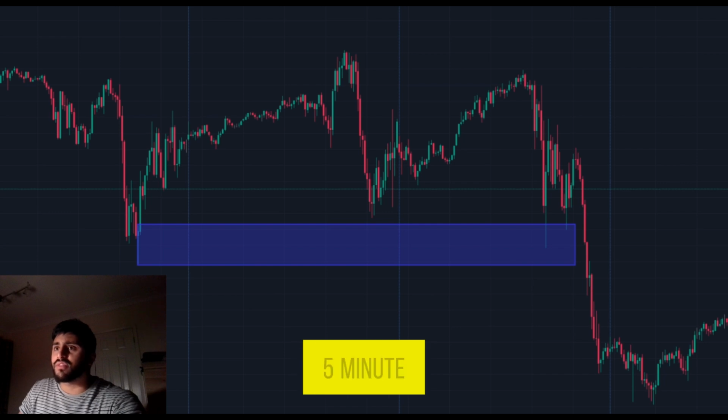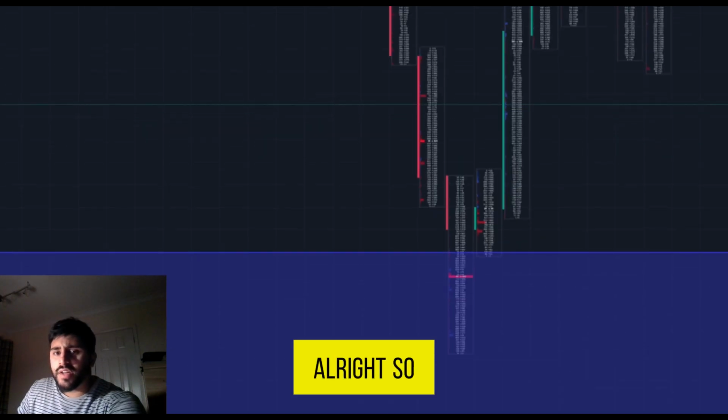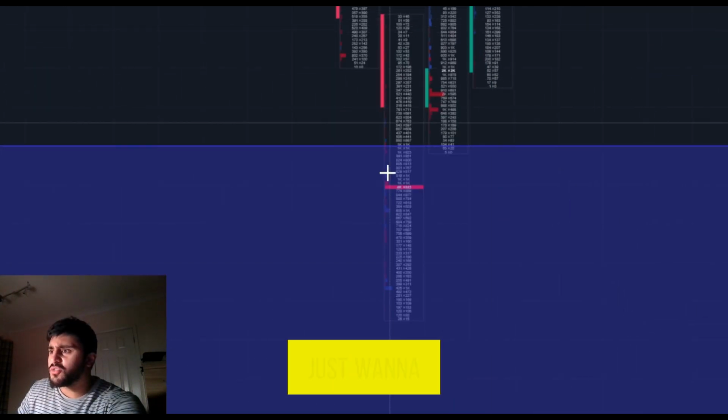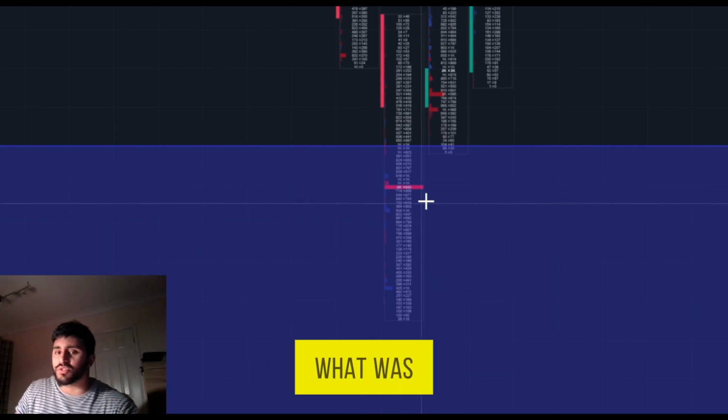Let's now head down to the 5-minute time frame and understand what was going on between the buyers and the sellers. All right, so here we see the 5-minute time frame, right? And you just want to look at this candle. You want to look at one thing, right? We can see very, very obviously what was going on over here.